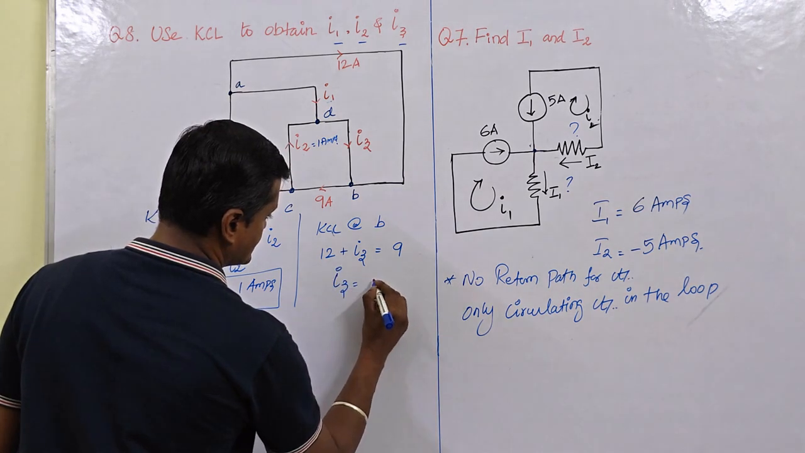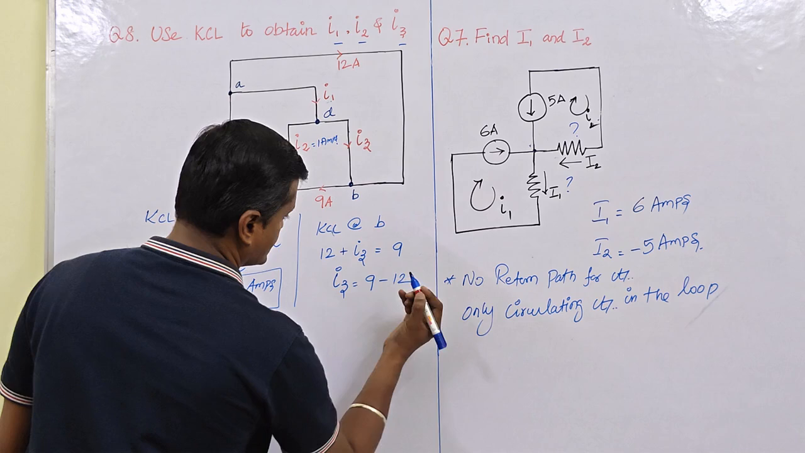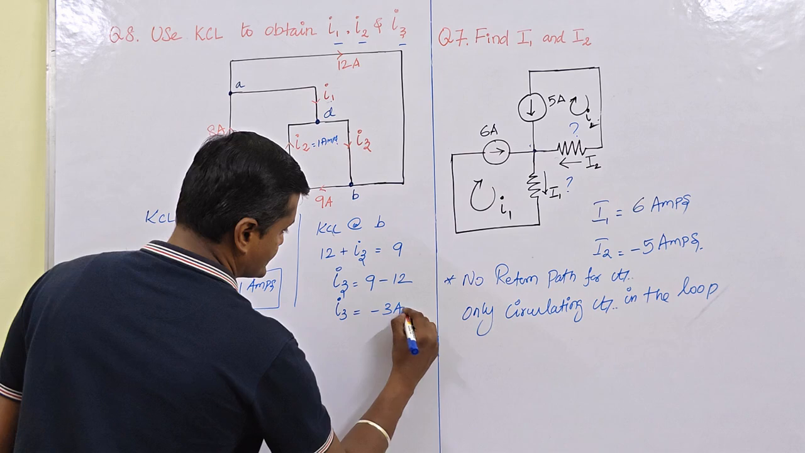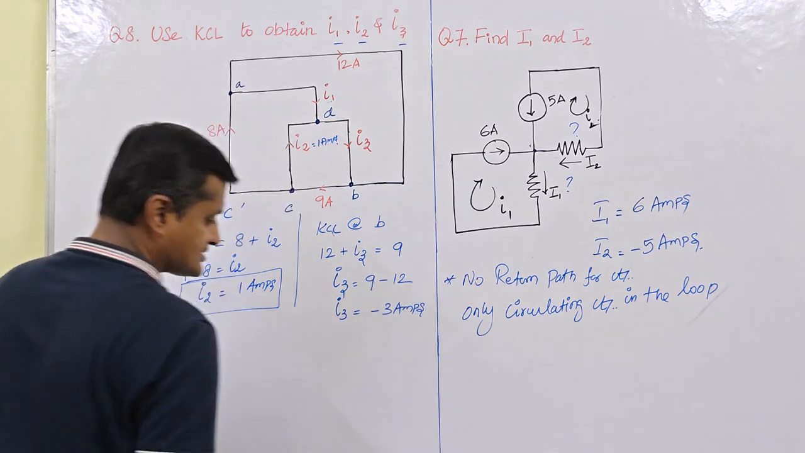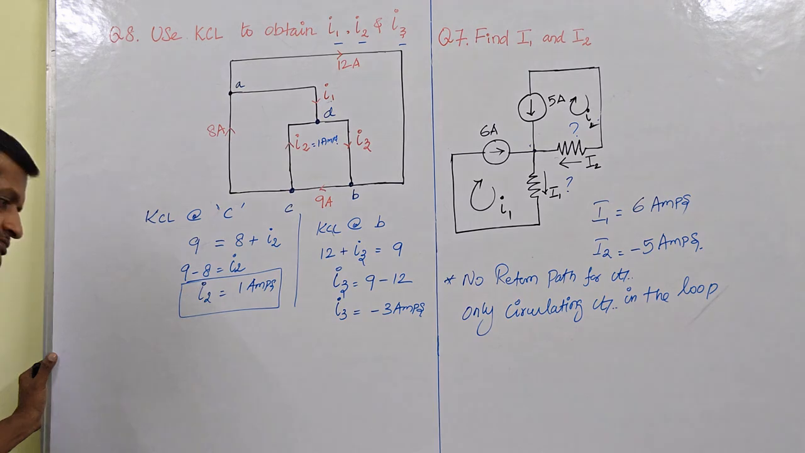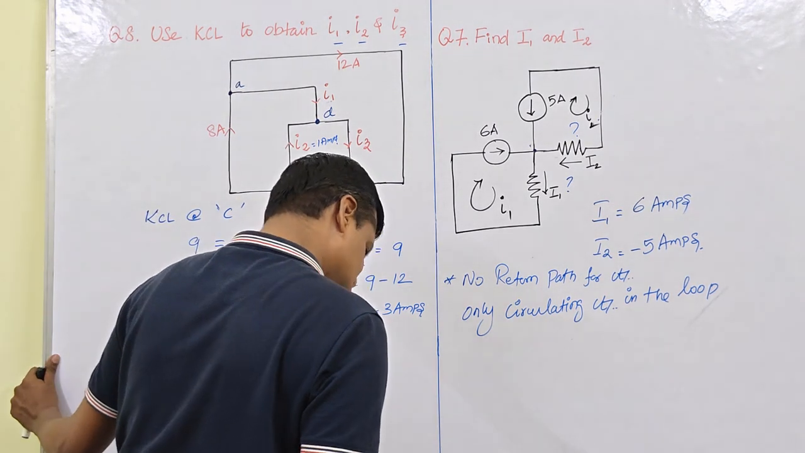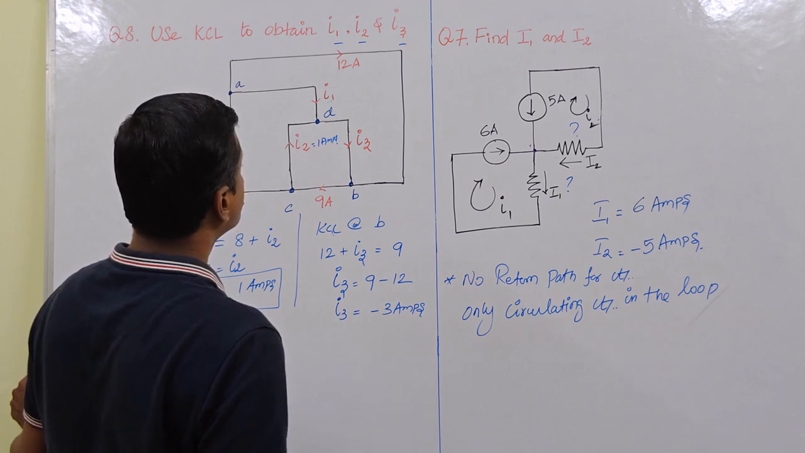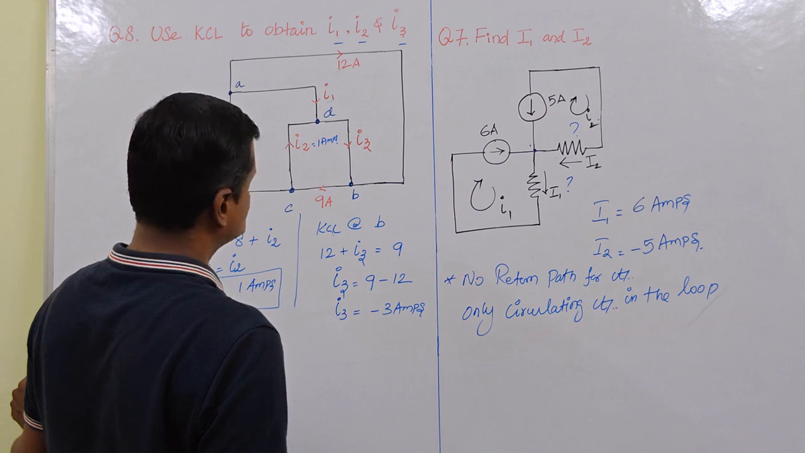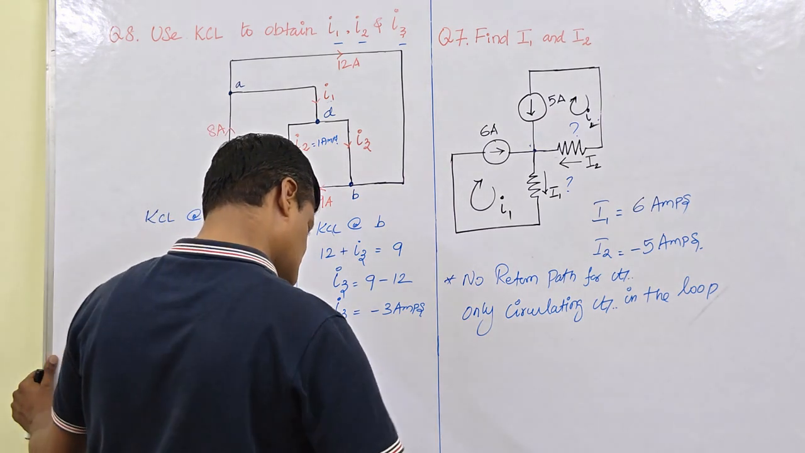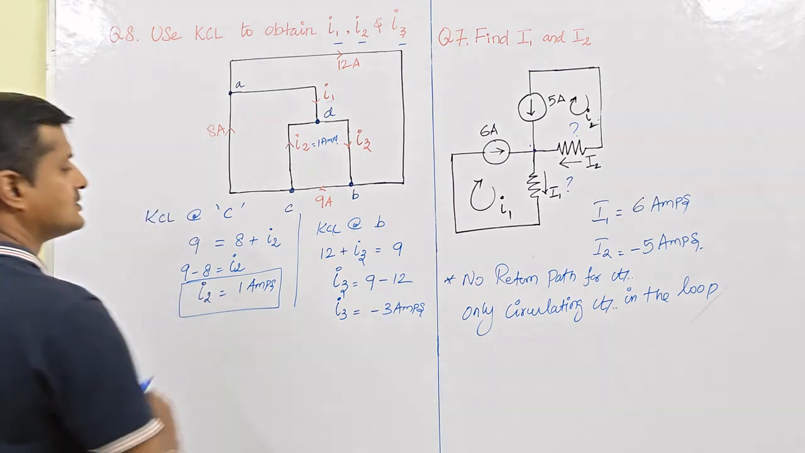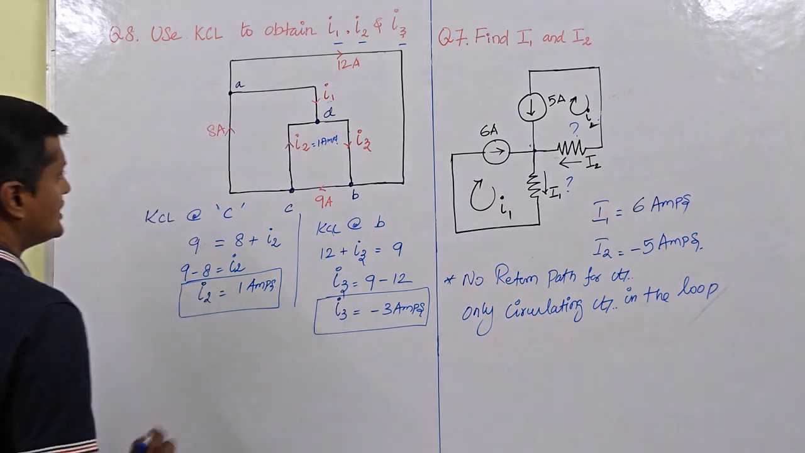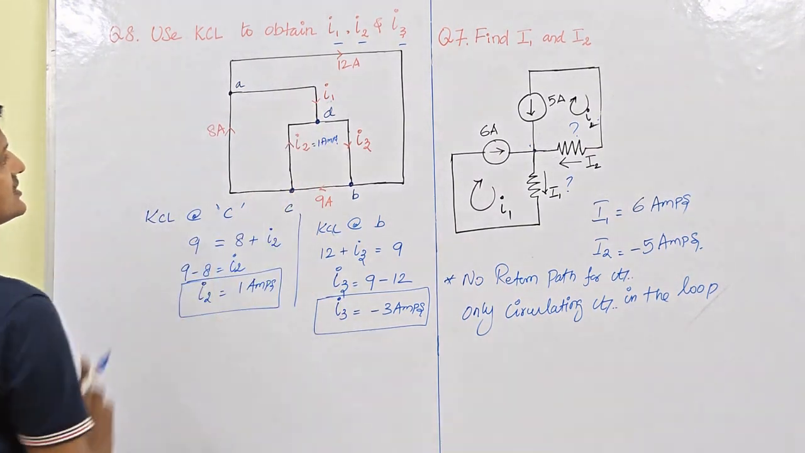I3 is equal to 9 minus 12. So what is the value of I3? I3 equals minus 3 amps, right? Yes. So I3 equals minus 3 amps. So here we can find the value of I3. So now with I2 and I3 we can find I1.